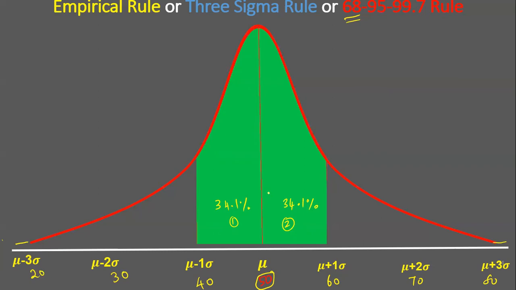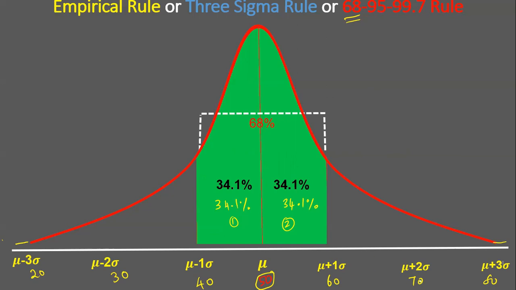68% of the values lie within 1 standard deviation of the mean. That is what is shown here. This is 34.1%, 34.1%. We usually take it as 68 only, roughly. So 68% of the students will get marks between 40 to 60 in a normal distribution.